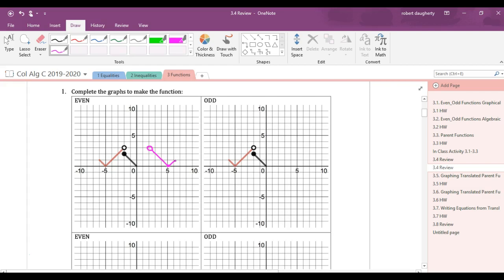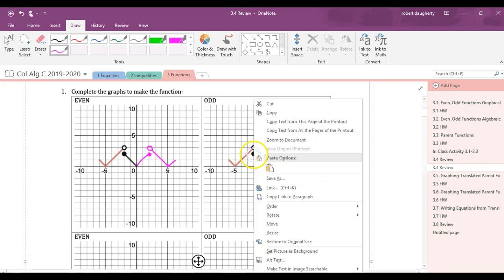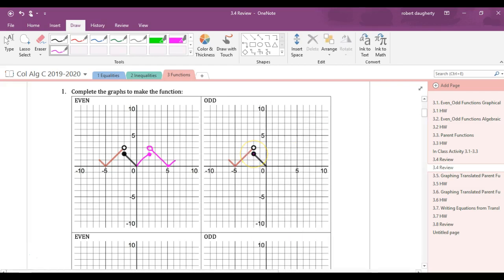And if I do this, then so that gives me the even function. Odd means opposite. So if I look at this point right here is -2, +2. So the opposite of -2, +2 is +2, -2. So find that opposite point.